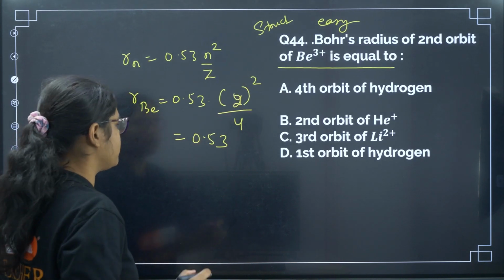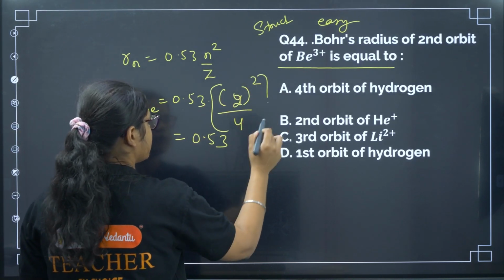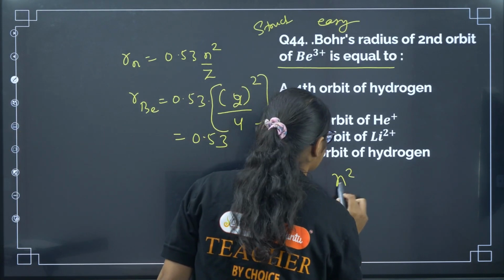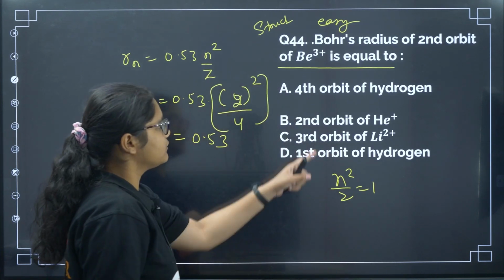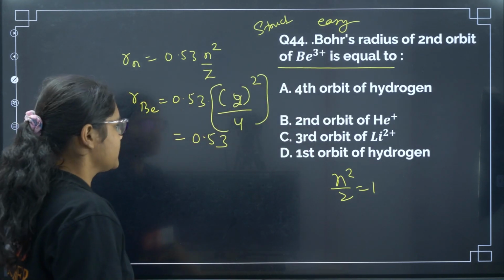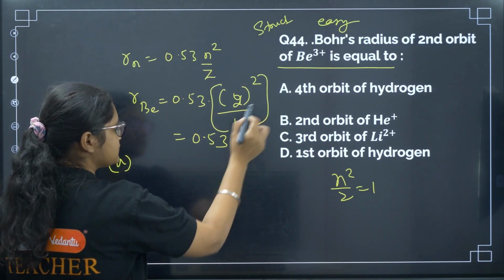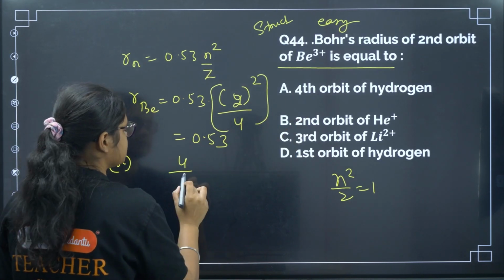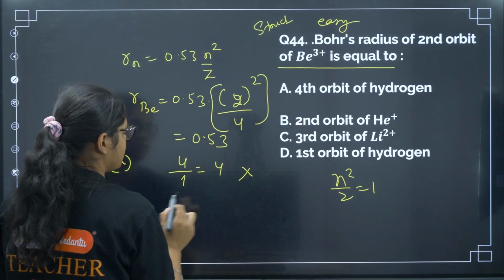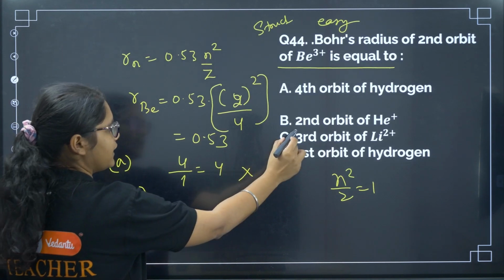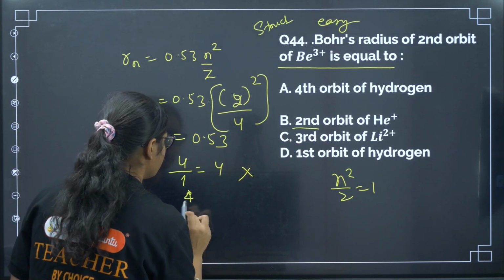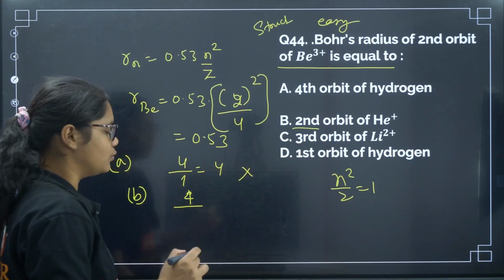Now you can check all the options where this ratio, n square by Z, is equal to 1, then it will be equal to the beryllium radius. So we'll check option number A. What is n square by Z here? n square is 4 and the Z value is 1. So this ratio is coming 4. So this cannot be the answer. Now for the second one, n square is 2 square, that is 4, and the Z value is again 2, hydrogen, helium.